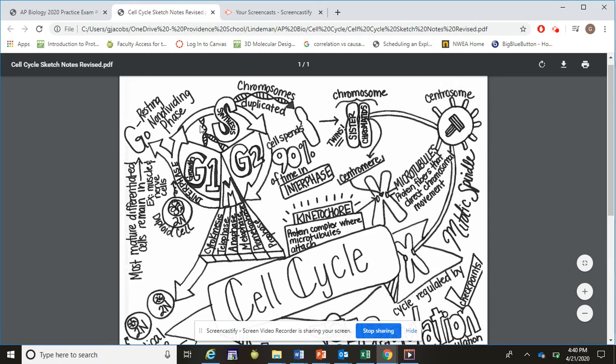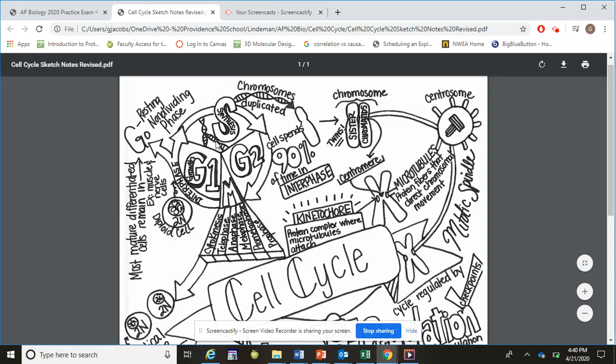It can also at some point exit the cell cycle into a resting or a non-dividing phase if it is fully differentiated. And so we talked about how brain cells and nerve cells go into this resting phase where they're never planning on dividing again. So first thing the cell is going to do is grow and replicate the organelles so that the new cell has enough organelles. Then it's going to copy its DNA and copy all of its chromosomes.